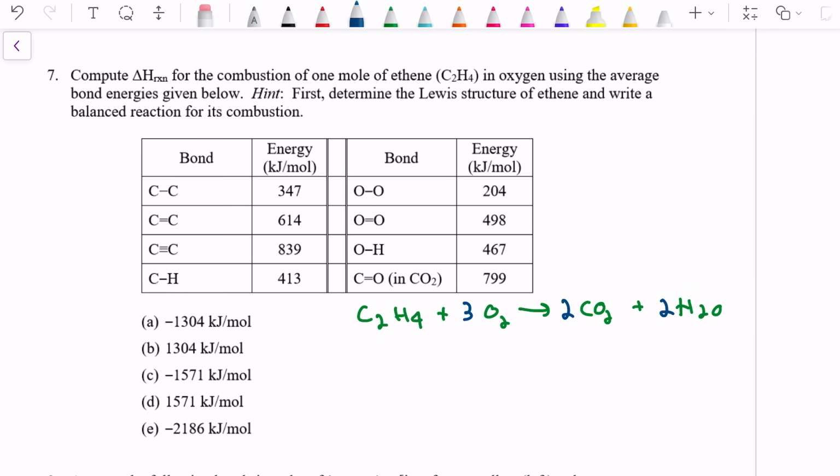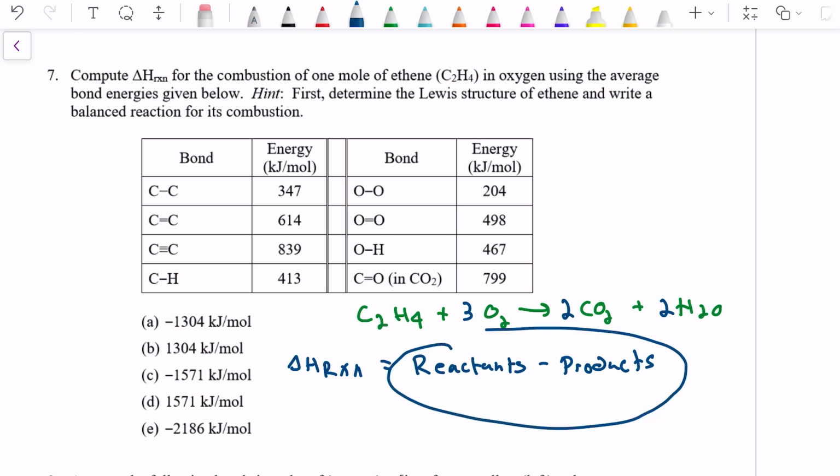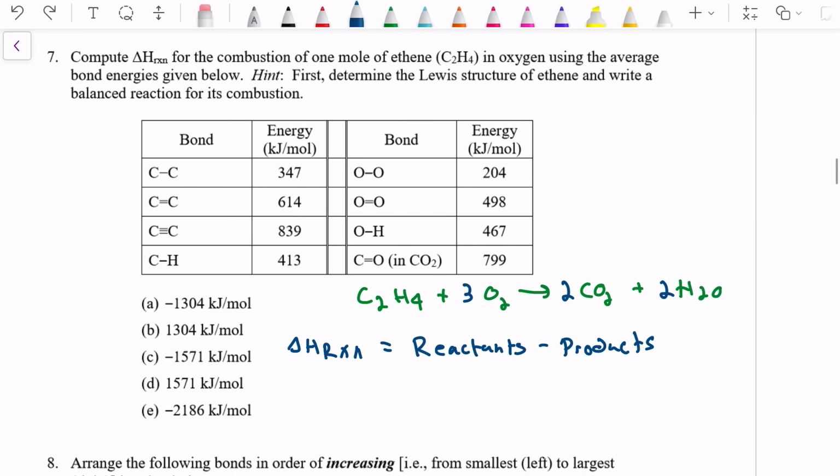Okay, so now what we can do to get delta H reaction is something similar to Hess's law, where you can do the bond energy of the reactants minus the products. So kind of similar to how we can combine delta H formations to get delta H reaction, but instead of doing products minus reactants, we're going to do reactants minus products. Okay. So let's do this.